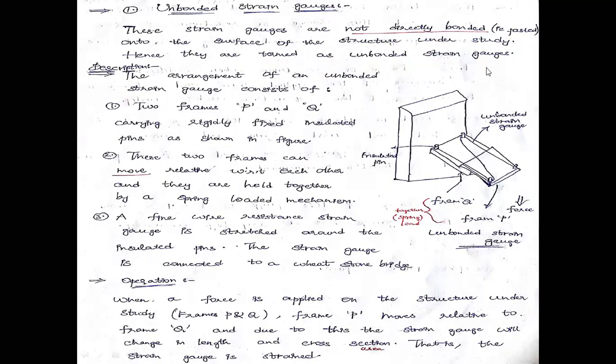Here the arrangement of an unbonded type of strain gauge consists of two frames. Here I am taking one frame. This is another frame. These are the insulation pins, four insulation pins I have taken here. This is one pin, this is one, and this is one. Four insulation pins, and this is the strain gauge wire, temporarily wound upon these pins. There are two frames here, frame P and frame Q.